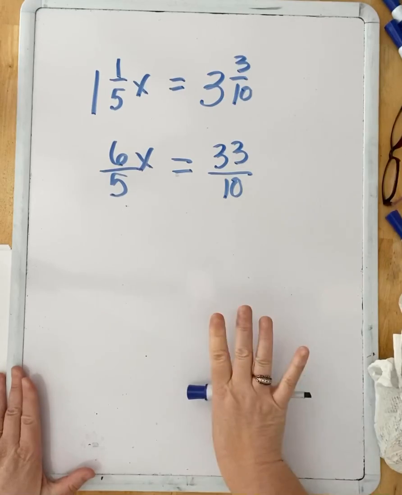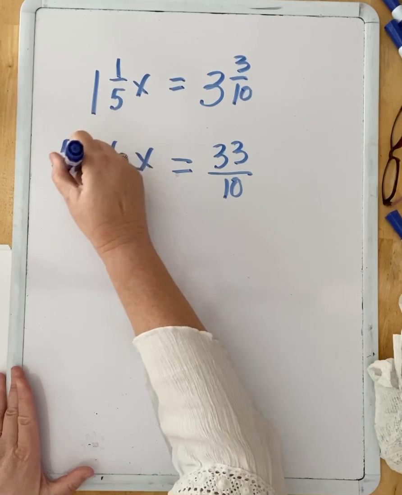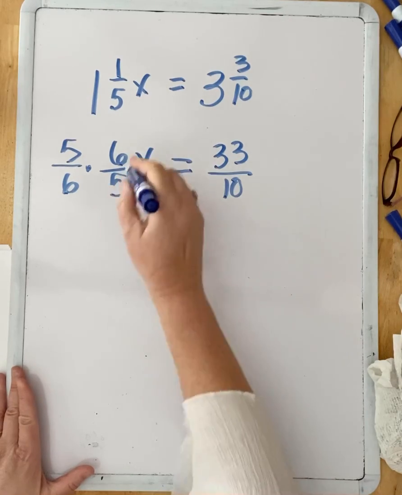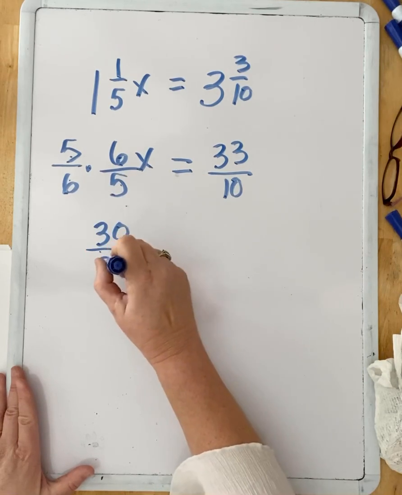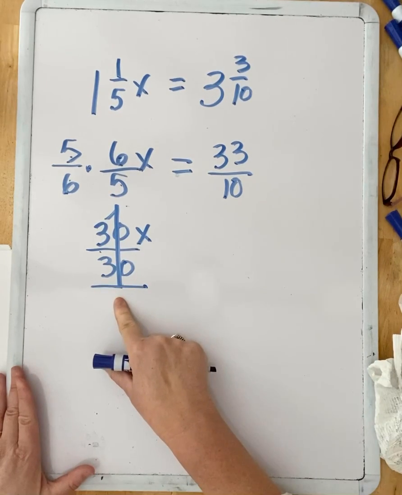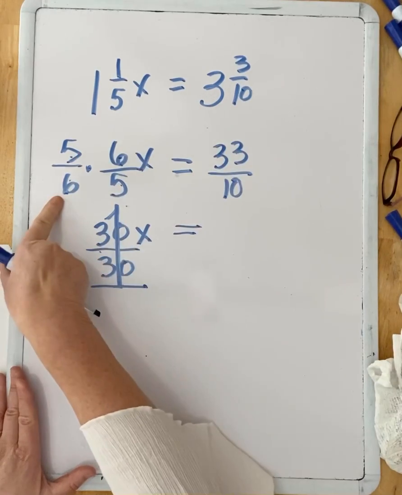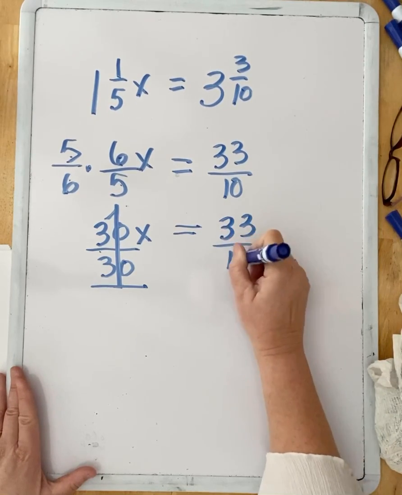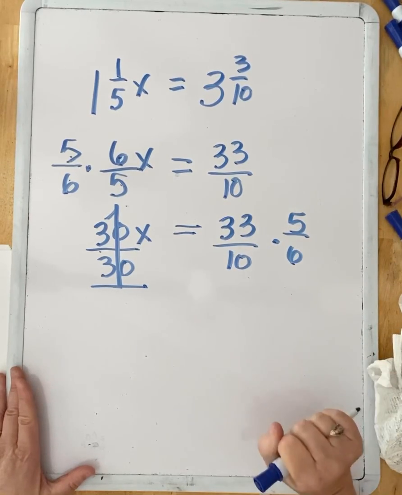All right, same process. Multiply by the reciprocal. So times 5/6. And the reason I do that is to get that identity property of multiplication. So now I have 5 times 6, which is 30, 6 times 5, which is 30, times x. That gives me my 1. That's my identity property of multiplication, because 1 times anything is going to be the anything. And if I multiply by 5/6 over here, I need to multiply by 5/6 over here. So 33/10 times 5/6.